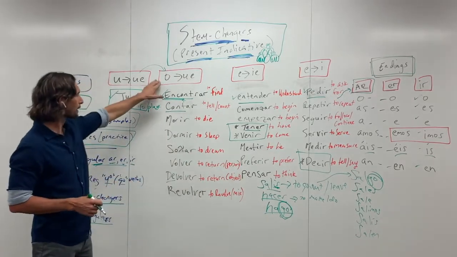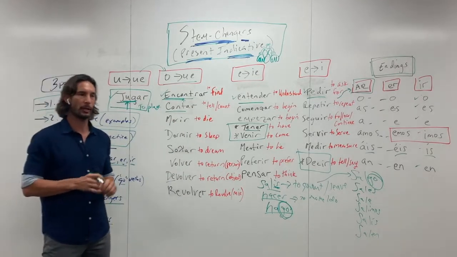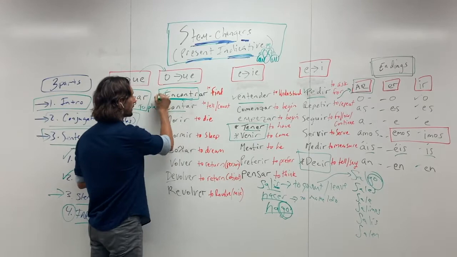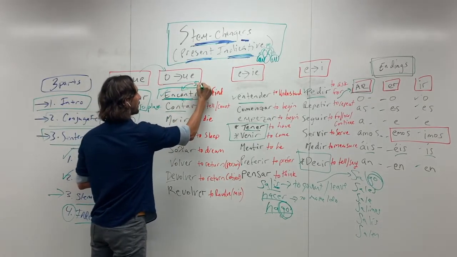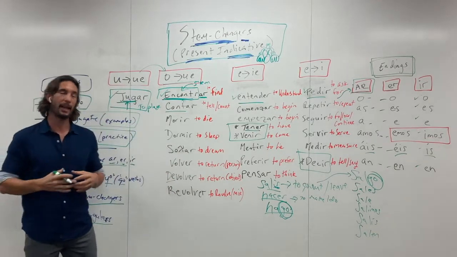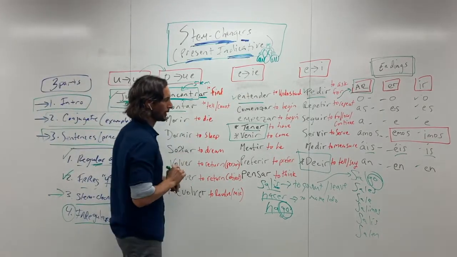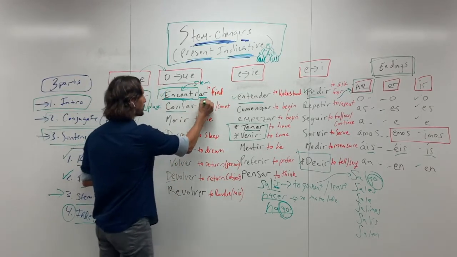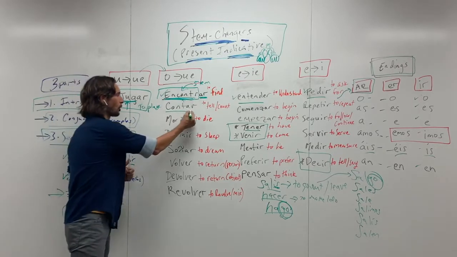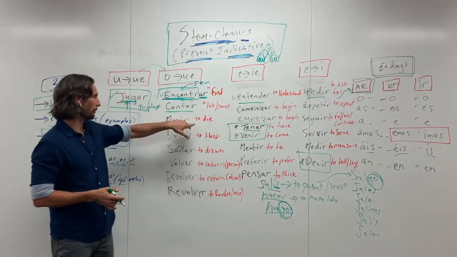The other type of stem changer we have is the O to UE stem changer. When we talk about stem changers, we're talking about things happening here in the stem. Notice I didn't box in AR because that's the ending and that's what gets dropped. Then we'd add those endings. So we have encontrar, which is to find. We have contar, which is to tell or count, so those are 2 different meanings.